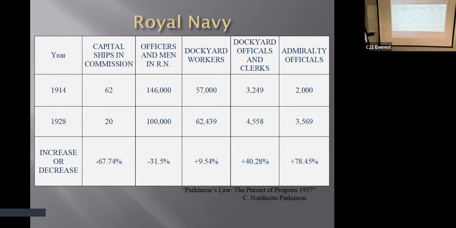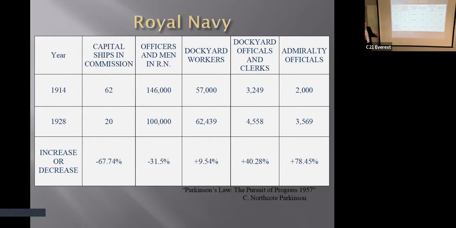Now, part of that is because the war was over, right? So you had a war, you need 62 ships, the war's over, you don't need 62 ships anymore, so now they're at 20. So notice, it decreased by 67%. The number of officers and men in the Royal Navy went from 146,000 down to 100,000, or reduced 31%.